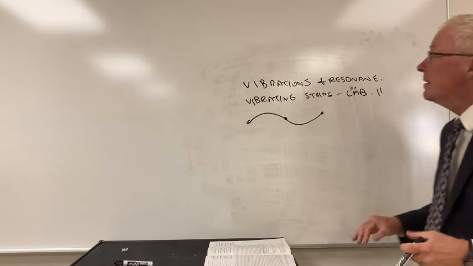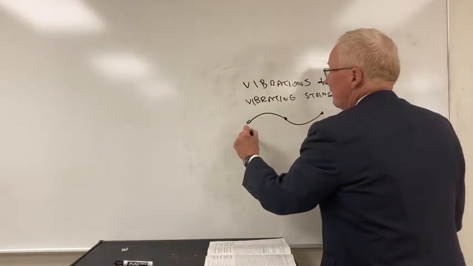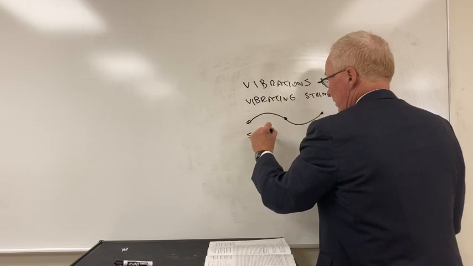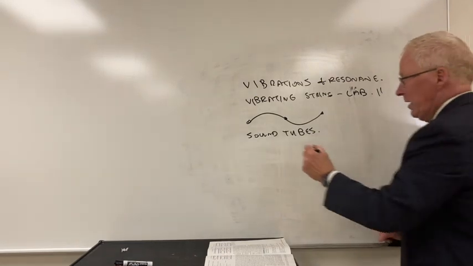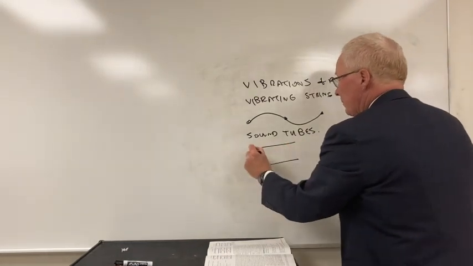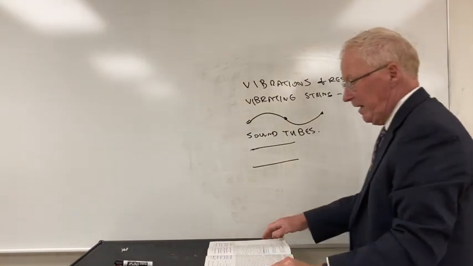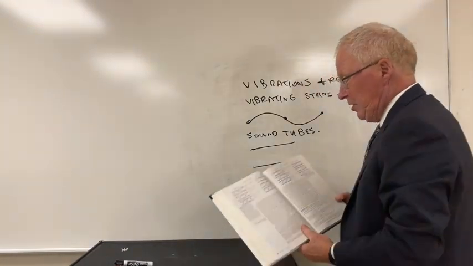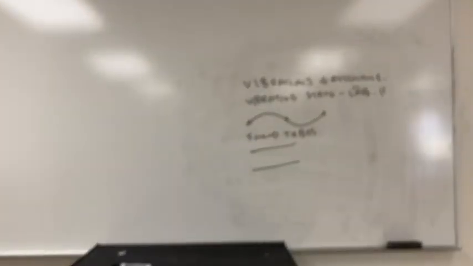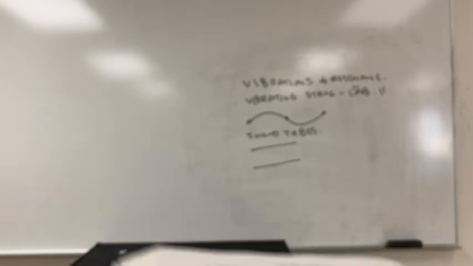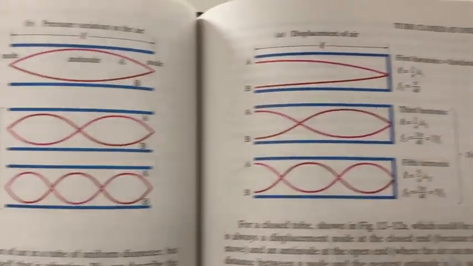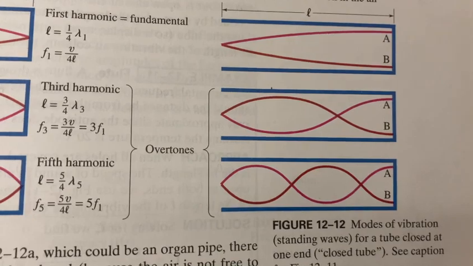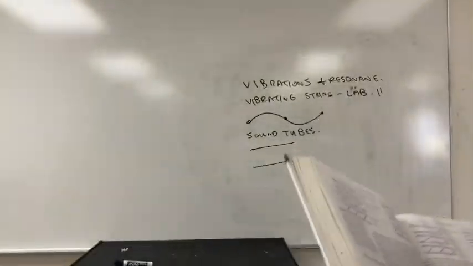We have, so this is a vibrating string, we have sound tubes. And again, we had an open tube, meaning it's open at both ends. And I had this from chapter 12. Again, the characteristics of this as far as for an open tube and a closed tube, as far as the pressure, which would lead to this loudness.